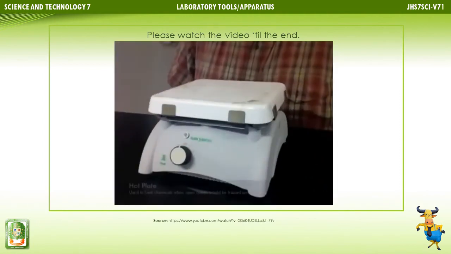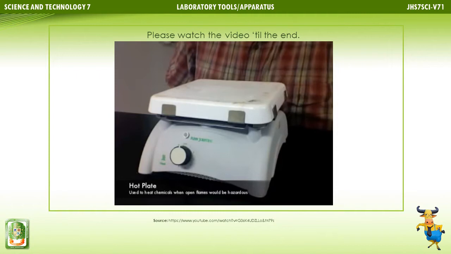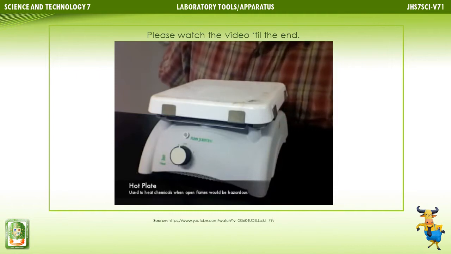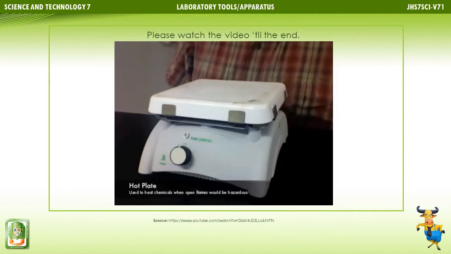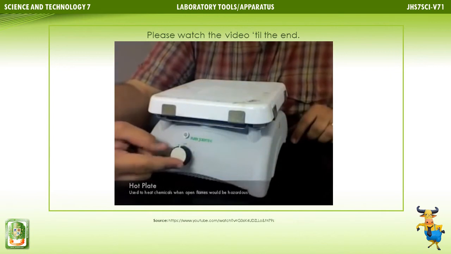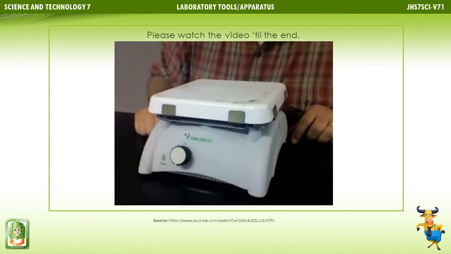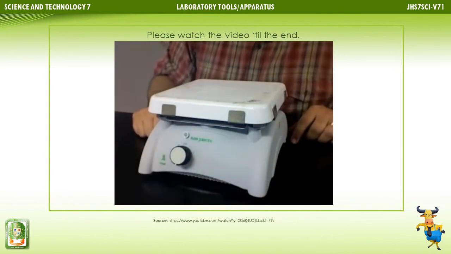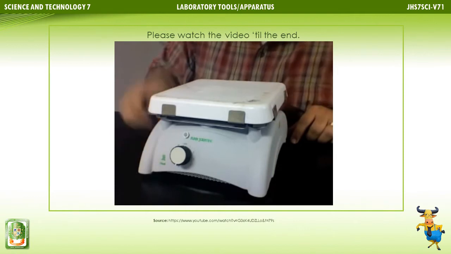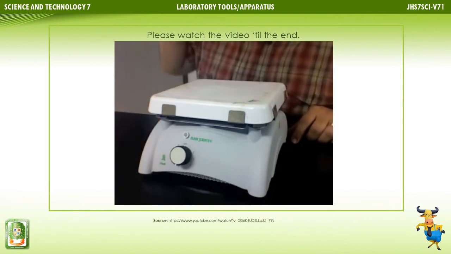This, ladies and gentlemen, is a hot plate. No, we don't use it to cook grilled cheese. We use it to heat chemicals. It simply has a little dial. You turn it on, light comes on, and you heat the chemicals. And what should you remember when the light is on? Don't touch the surface. Ow!